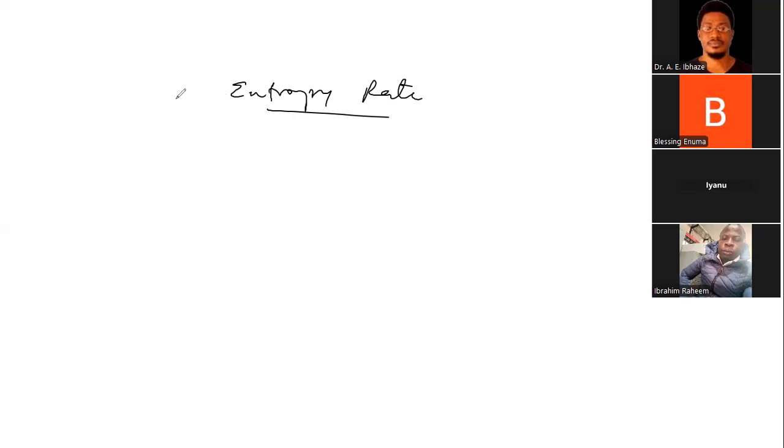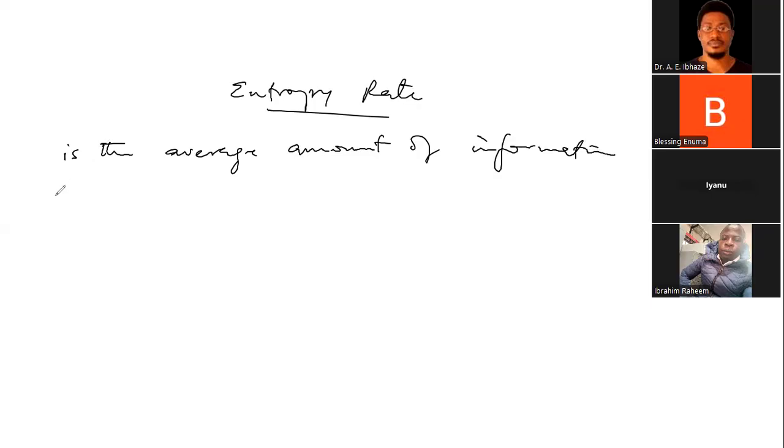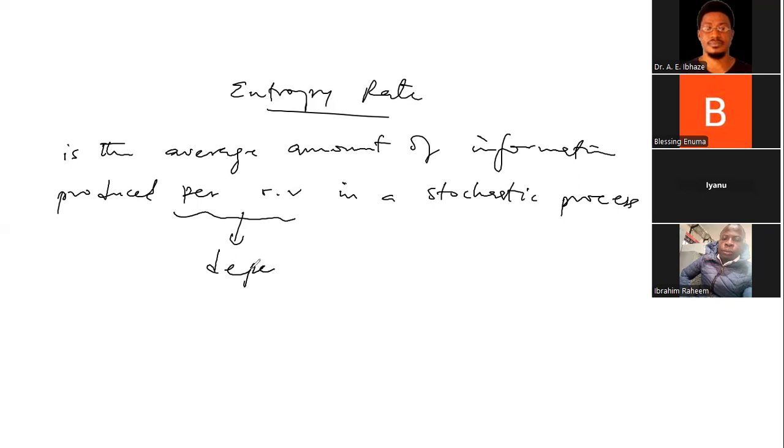We say that the entropy rate is the average amount of information produced per random variable in a stochastic process. Now, you should underline this word per because there is some level of dependence here. Okay? So it generalizes the concept of entropy for stationary and ergodic processes, but we'll come there.